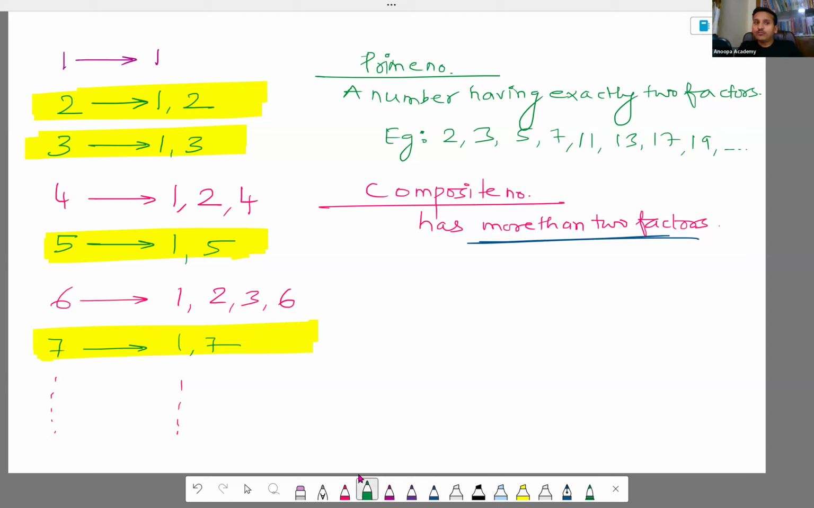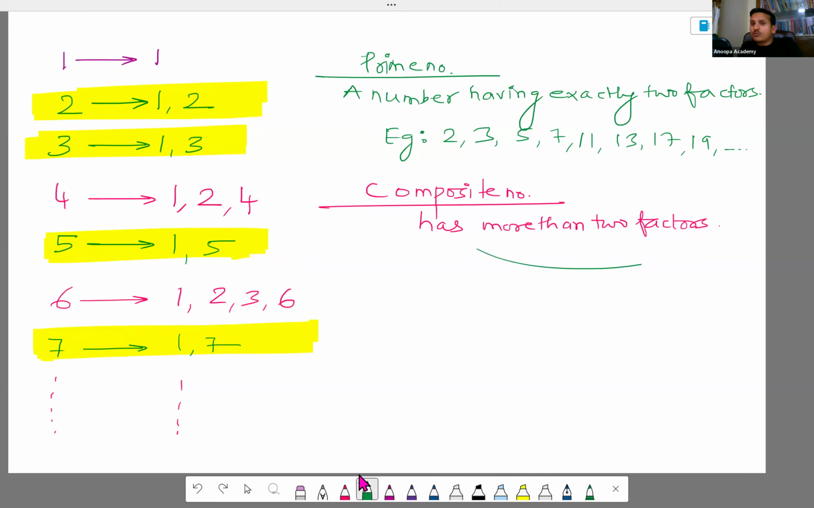Now, if you go one by one, starting from 1, 1 is having only one factor, 2 is having two factors, 3 is having two factors, 4 is having three factors. That means 4 is a composite number because it has more than two factors. Three factors are there. Even 6 is a composite number. Yes or no, everyone? Yes.